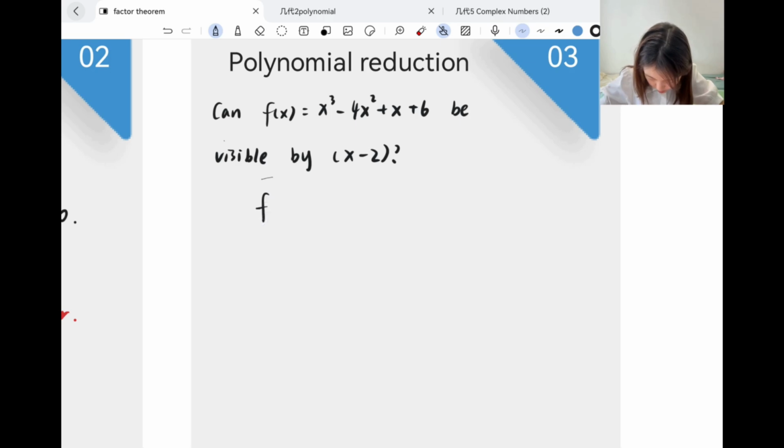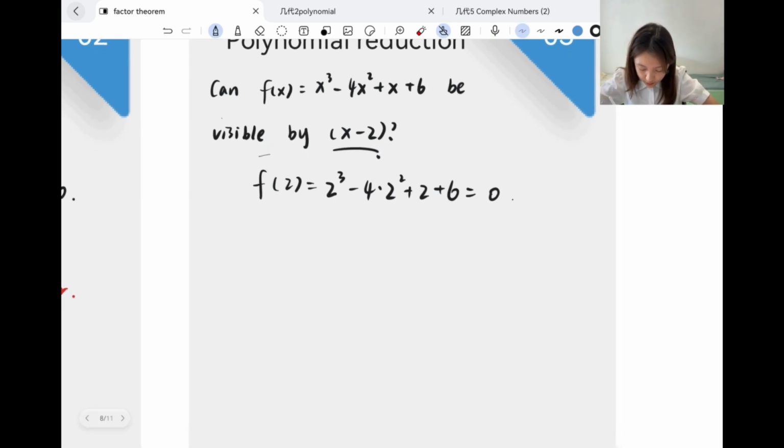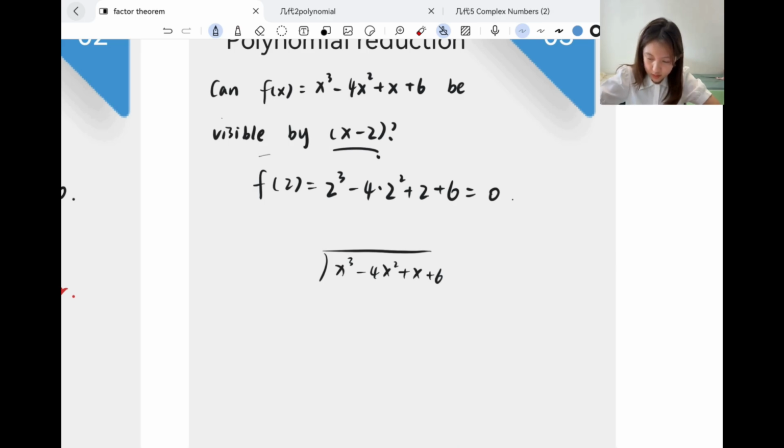Then in this question we ask: can it be divisible by x minus 2? Using the factor theorem, we need to prove that f(2) equals 0. Okay, let's try. We can easily find that it is true. So x minus 2 is a factor of this polynomial. Then we can use long division again to find the other roots and reduce the polynomial.